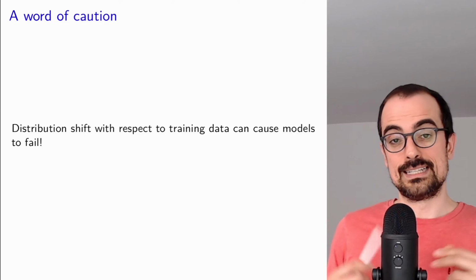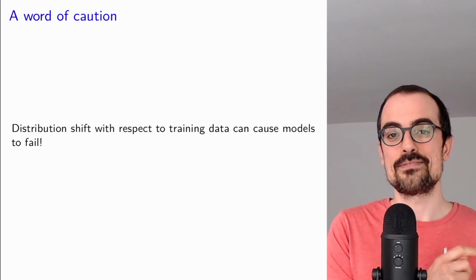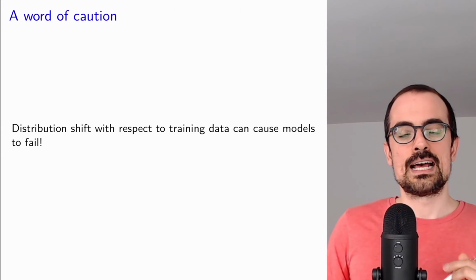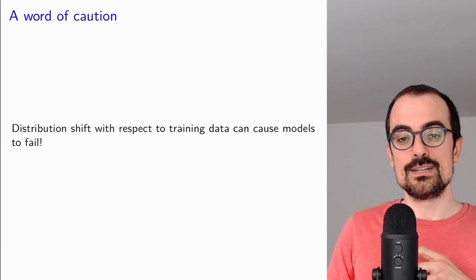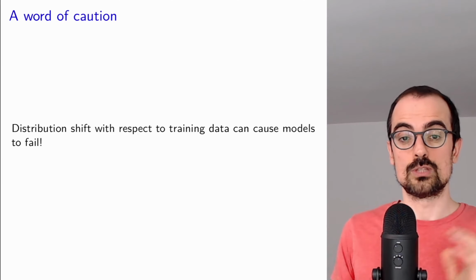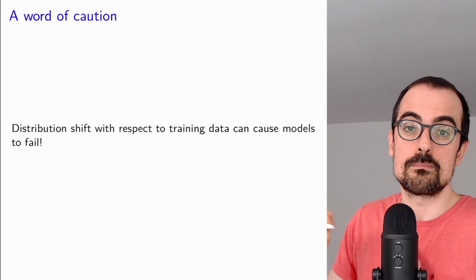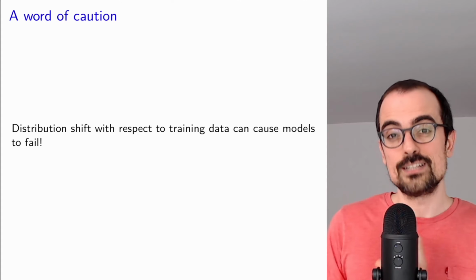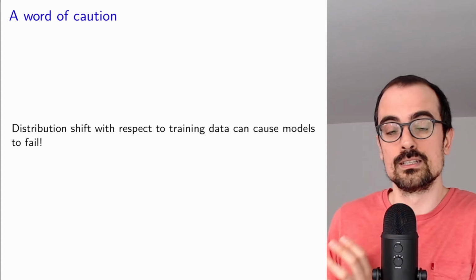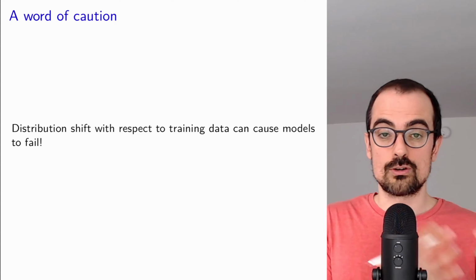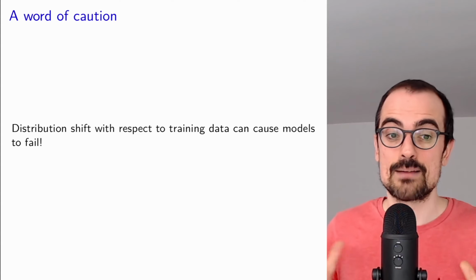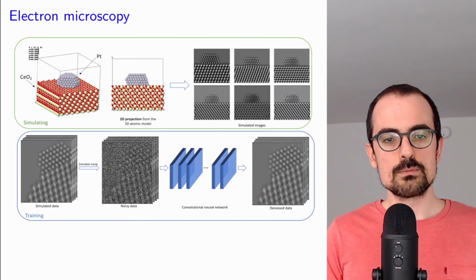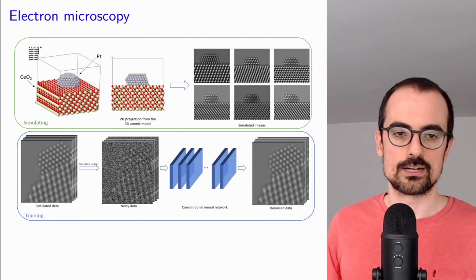However, as I said before, this works as long as you have a training set and you can reproduce the right noise. Often there is some distribution shift with respect to the training data, which means that you try to apply the network, but now you're applying it to signals that have changed, that are different in some way to the training set that you used to train the network, and that can be quite problematic. To illustrate this, I'm going to show you what happens in electron microscopy.